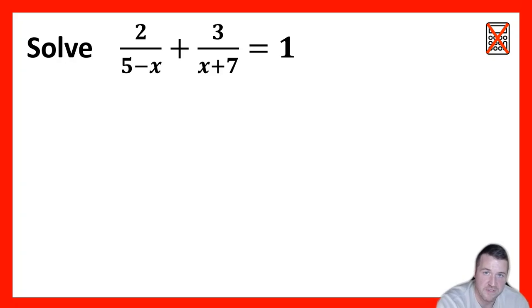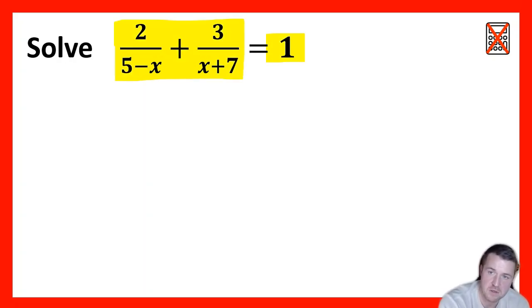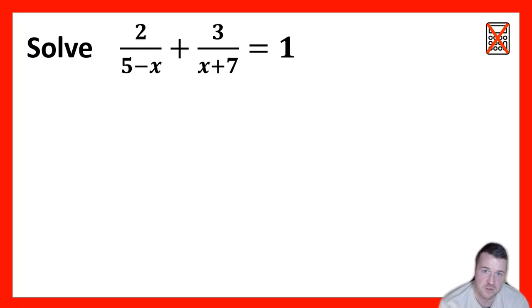Solving equations with algebraic fractions means finding the value or values of the variable that make the equation true. So in the case of this question, it would be finding values for x that when substituted, the left-hand side would equal the right-hand side, which is 1. To solve these, the goal is to eliminate the fractions to simplify the equation into a form you can solve, like a linear or quadratic equation.